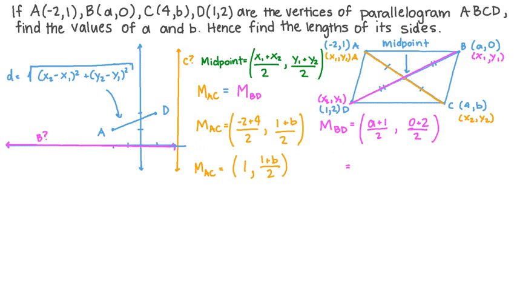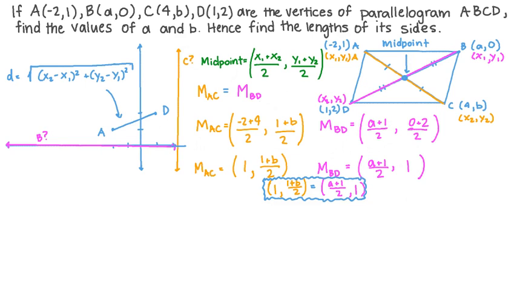To simplify here, the x-coordinate cannot be simplified. We leave it a plus 1 over 2, and the y-coordinate has a numerator that says 0 plus 2 equals 2, and the denominator is 2. We know that this fraction, 2 over 2, equals 1. The midpoint of BD is found at the x-coordinate a plus 1 over 2 and the y-coordinate 1. But remember that these two midpoints are equal to each other. They are located at the same point.